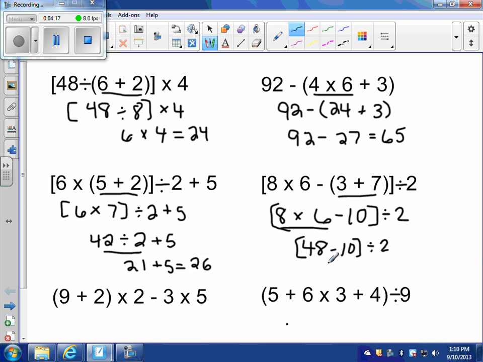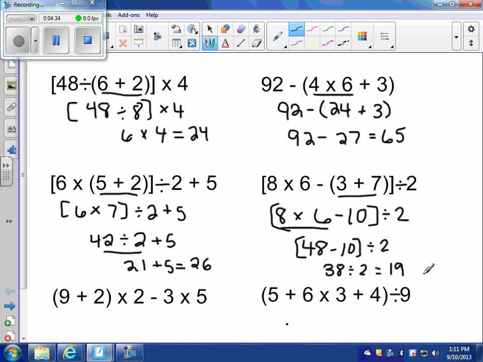48 minus 10 has to be solved next because it's still within the bracket. So that's going to give me 38 divided by 2. And when I solve that, my answer is 19.